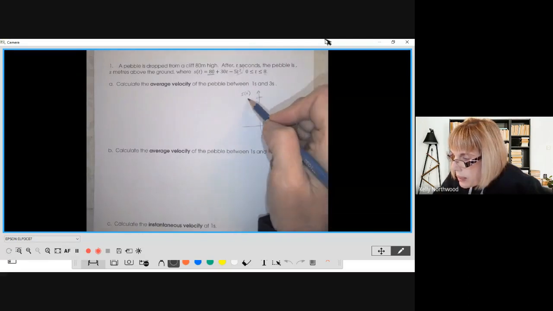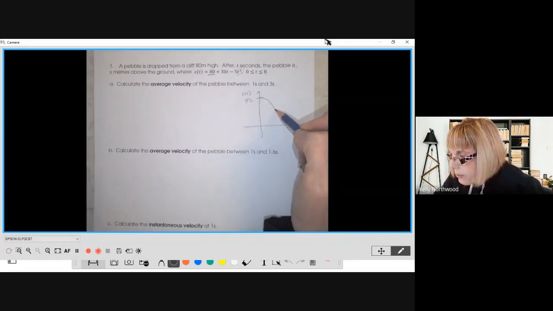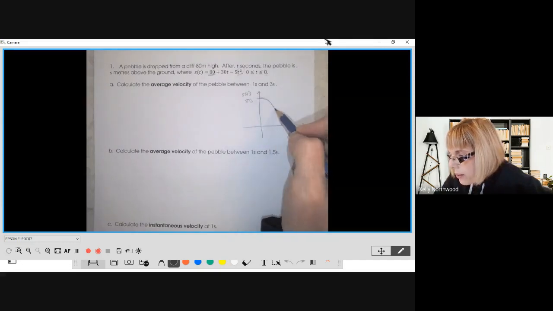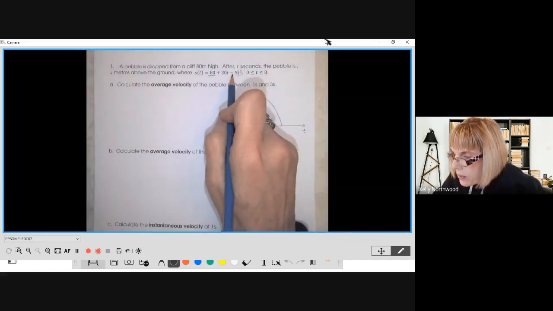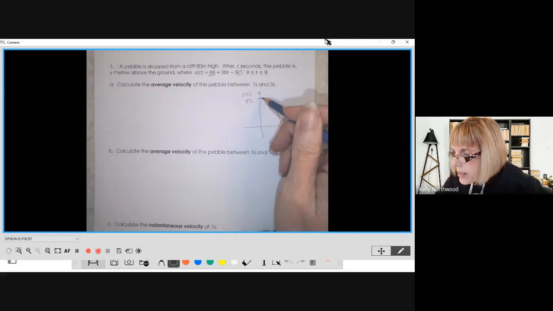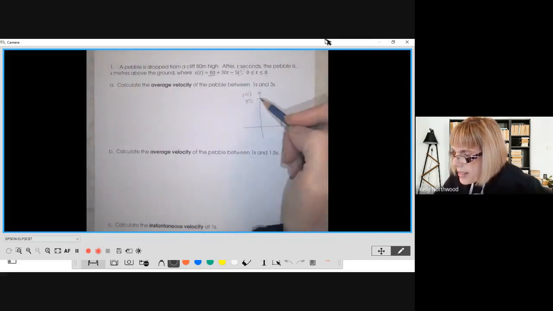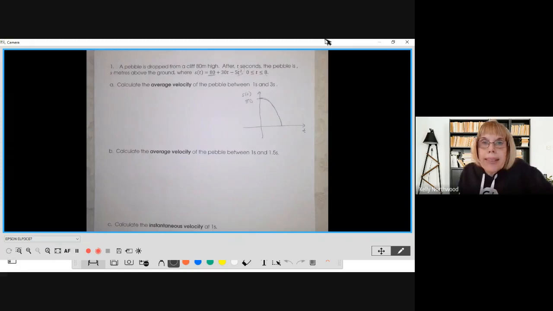So if this is 80 meters up here, and I'm dropping a pebble, I'm kind of thinking it's going in this kind of parabolic shape downwards. I also see that the negative in front of the t squared term tells me that it's an upside down parabola. This isn't the vertex, 80, but it is where it hits the position axis. I just like to do that because it might help us make sense of our solution.